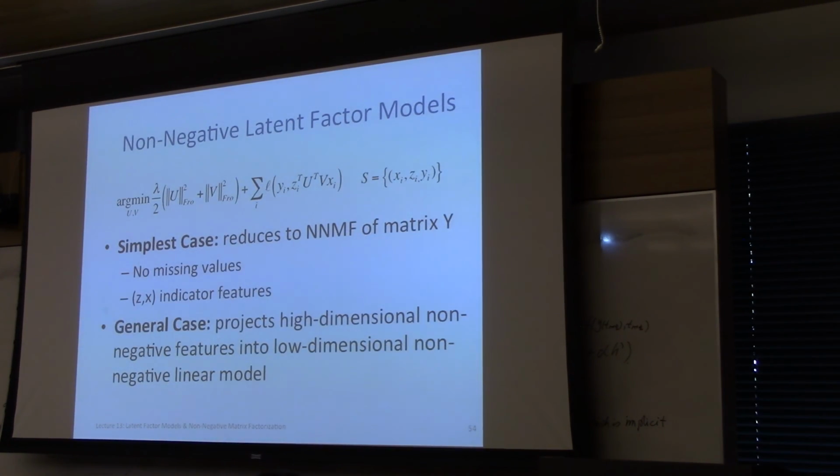Non-negative latent factor models are basically just a simple extension where U and V have to be non-negative, and then there's some loss function that can be either squared loss or relative entropy, both of which are differentiable.